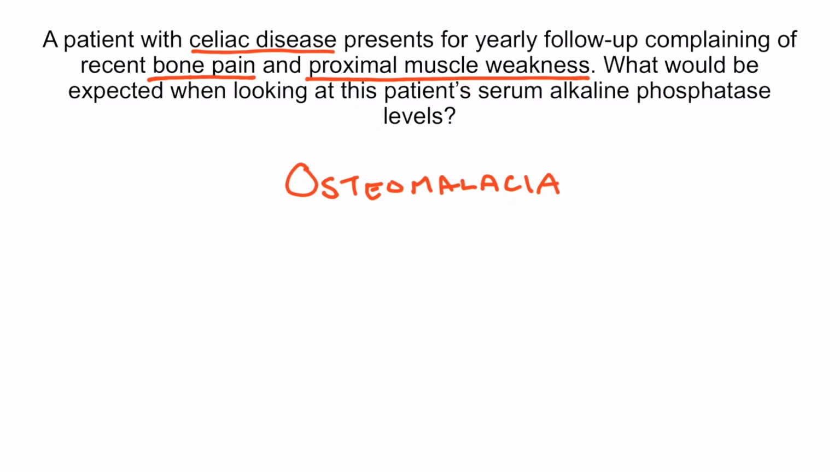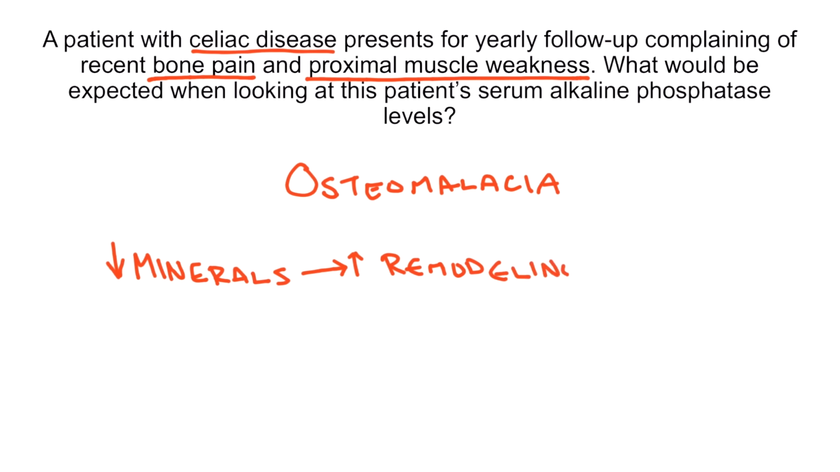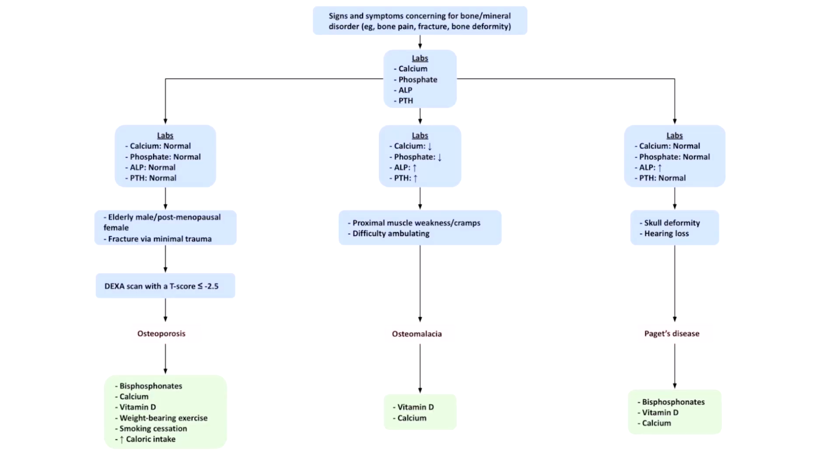Alkaline phosphatase is an enzyme that is found to be elevated when there is increased bone cell activity, which is occurring in patients with osteomalacia as the bone is remodeling in an effort to compensate for the bone mineral deficiencies. Our algorithm shows the unique lab values that characterize osteomalacia. As discussed in our pathophysiology slide, calcium will be decreased, phosphate will be decreased significantly, and PTH will be elevated. Alkaline phosphatase levels are also going to be elevated, as explained in our previous question.